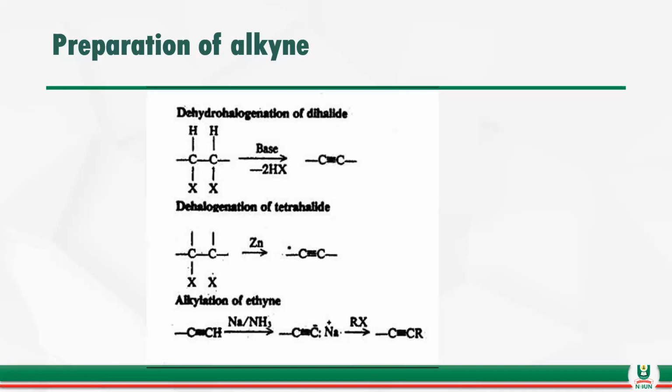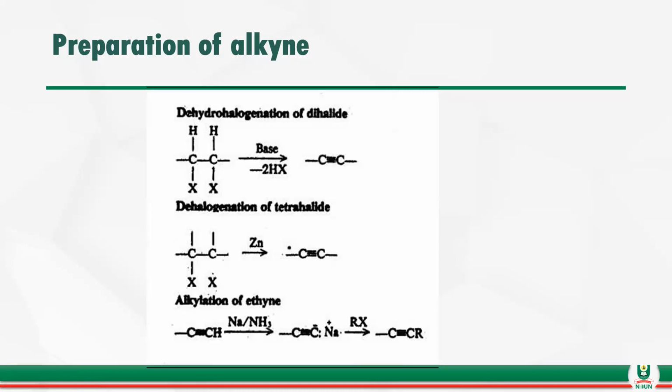The next one we are going to look at is the dehalogenation of tetrahalides. This one is no longer the dehydrohalogenation. This one is purely dehalogenation of tetrahalides. So this tetrahalide contains 4 halogens. And then zinc, you know zinc is divalent, right? So when you use 2 molecules of zinc, they are going to abstract the 2 halogens so that you have ZnX2.